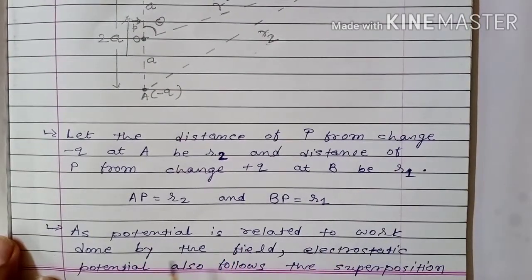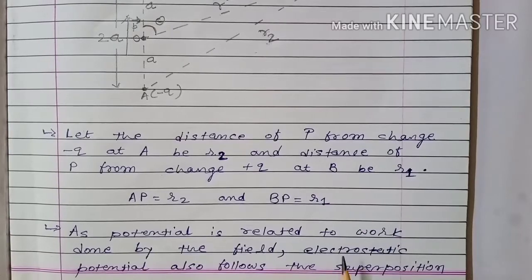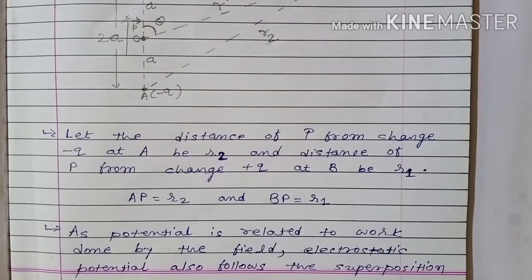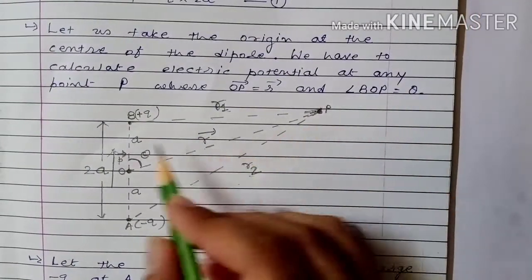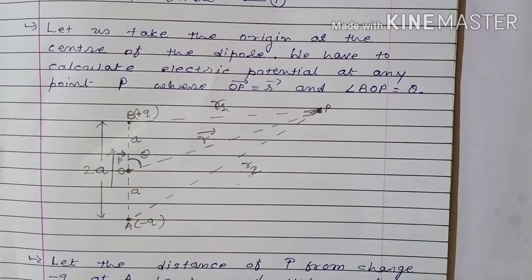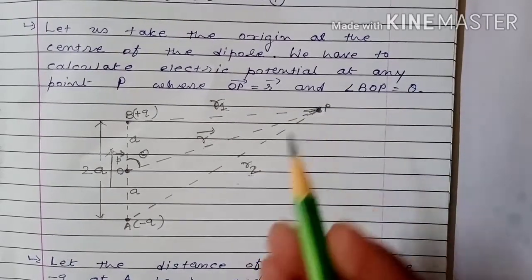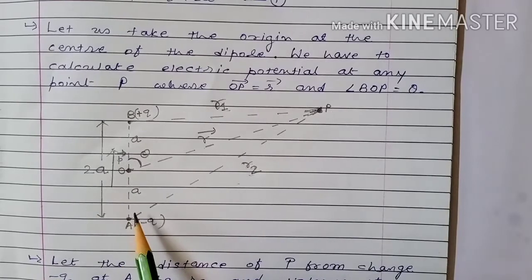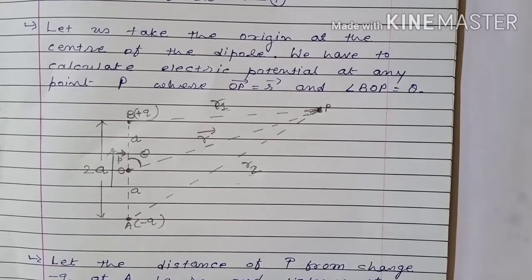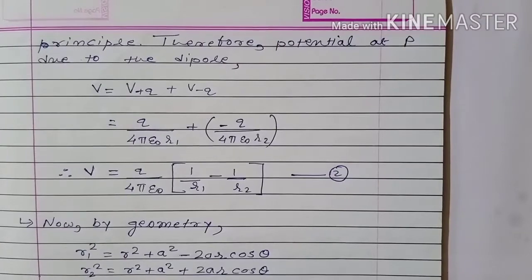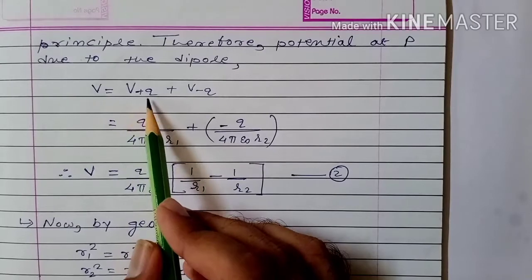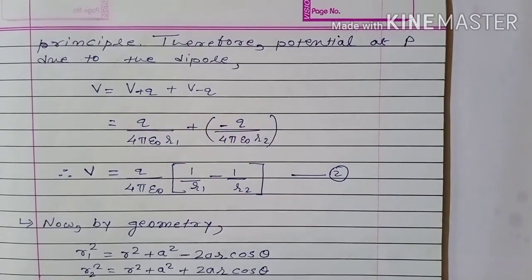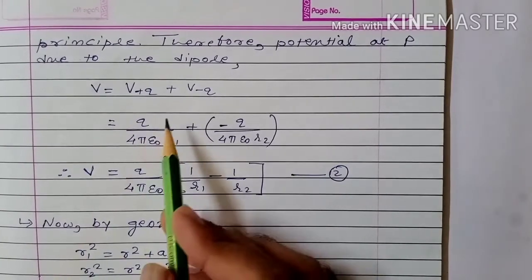As potential is related to work done by the field, electrostatic potential also follows the superposition principle. So, if we want to find electric potential at point P due to these two charges, then electrostatic potential at point P is the summation of potential due to plus q charge and potential due to minus q charge. Therefore, potential at P due to the dipole is equal to potential due to positive charge plus potential due to negative charge. But we know that potential due to a point charge is given by the formula 1 upon 4 pi epsilon naught, charge upon distance.